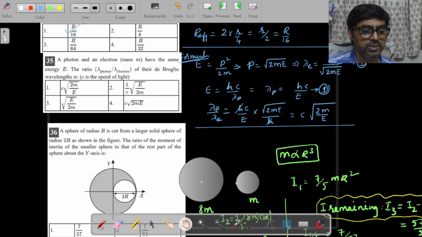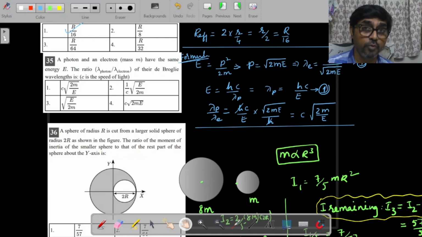Next, 35th question. A photon and an electron of mass m have the same energy. We need to calculate the ratio of the wavelength lambda of the photon and the de Broglie wavelength of the electron. So energy was said to be the same, then we need to find the wavelength ratio. Energy of the electron is p square by 2m, alright, and p equals root over 2mE. And lambda is what? h by linear momentum. So h by linear momentum is h by root over 2mE. That is about the electron, the first part.